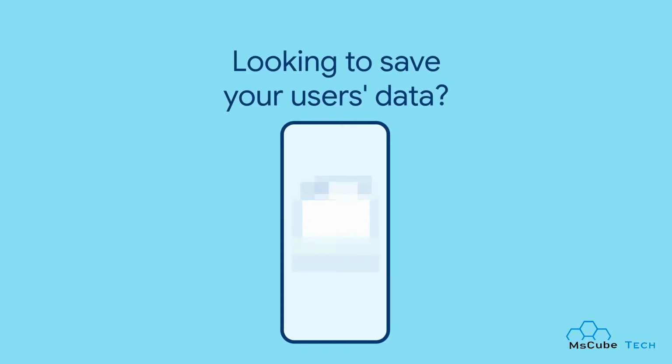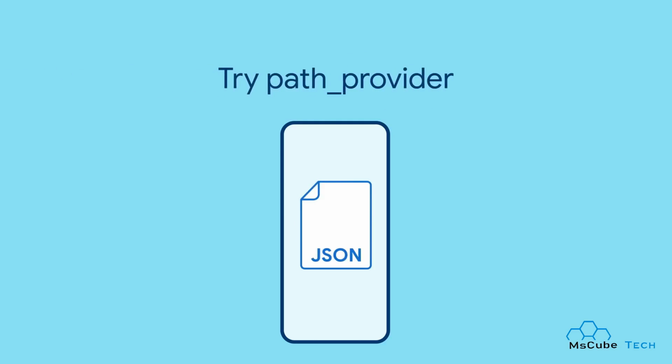Are you tired of making your users download the same data every time they launch your app, but don't want to add the complexity of databases or document storage? If so, and you are programming for mobile or desktop, try using Path Provider to access the device's file system.